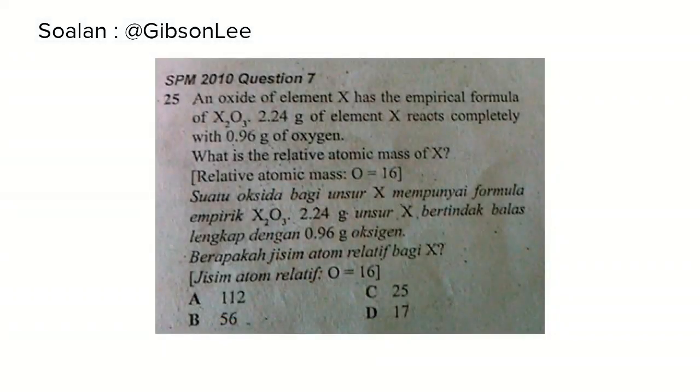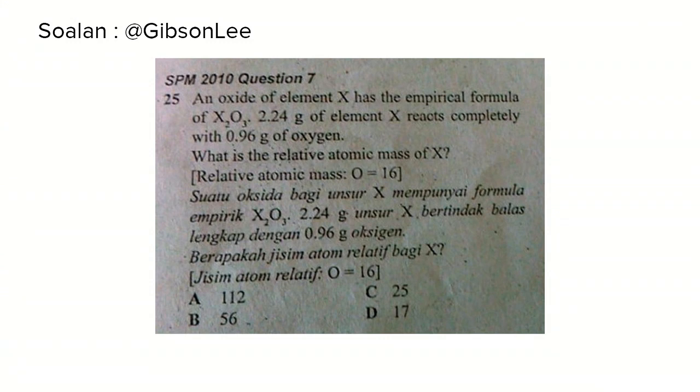From Gibson Lee, an oxide of an element X has the empirical formula of X2O3. 2.24 grams of element X reacts completely with 0.96 grams of oxygen. What is the relative atomic mass of X?